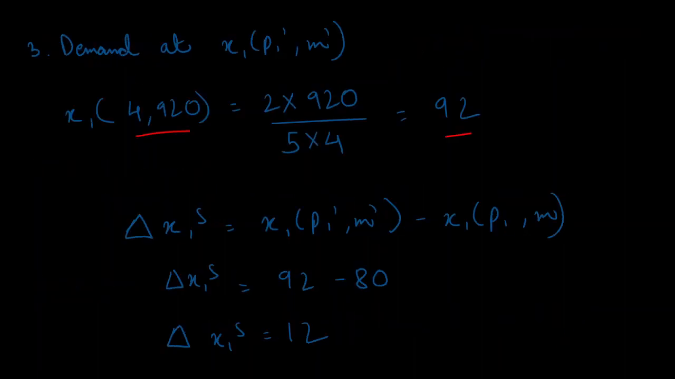Step 3 is to calculate good one's demand at this new adjusted income and our price P1 dash. We put those values in our demand function, 4 and 920, and we get the demand as 92 units.